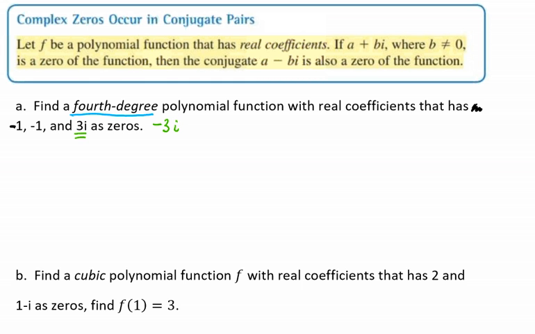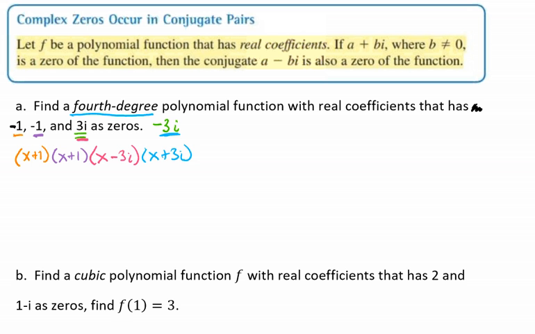So we're going to start off by writing these as factors. If x equals -1, that came from x plus 1. So we'll have x plus 1 for this one. We'll have an x plus 1 for this one. We'll have an x minus 3i for this one. And we'll use an x plus 3i for this one right there. So now that we have that, we're simply going to multiply them out.